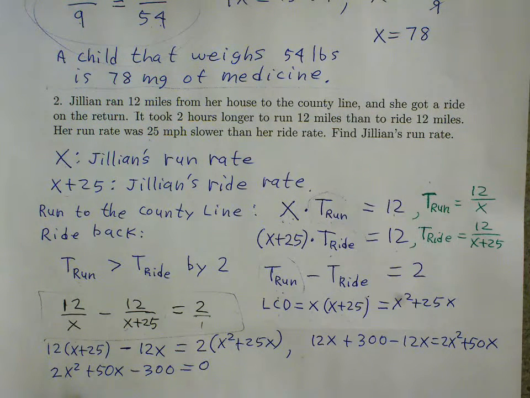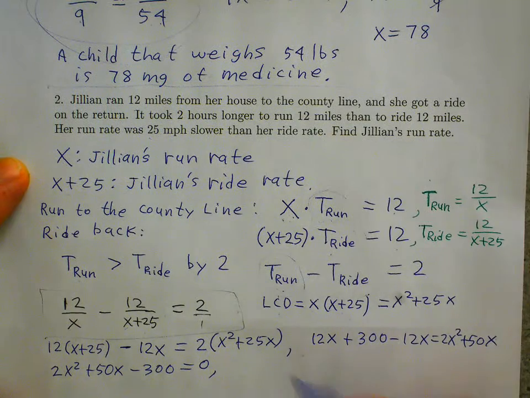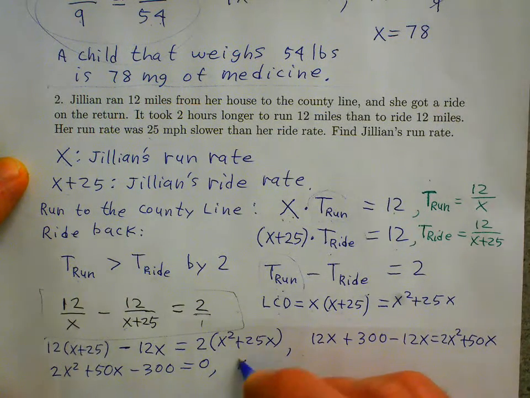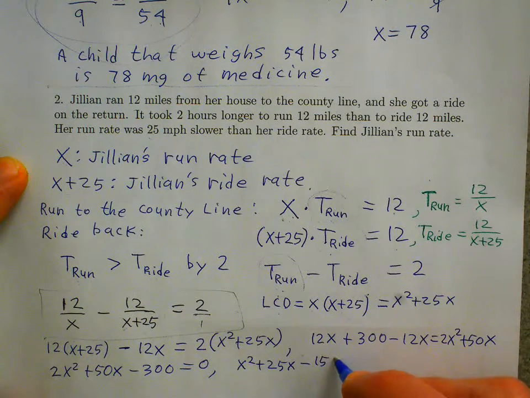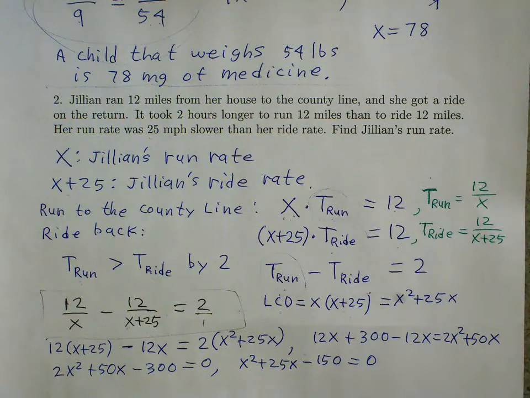Note that each of the coefficients and the constant is divisible by 2. And since we're trying to solve an equation, we are permitted to divide every term on both sides by 2, just to get rid of the clutter that's in the way. So when we divide every term on both sides by 2, we get x squared plus 25x minus 150 equals 0. So now all we have to do is solve this equation, x squared plus 25x minus 150 equals 0.